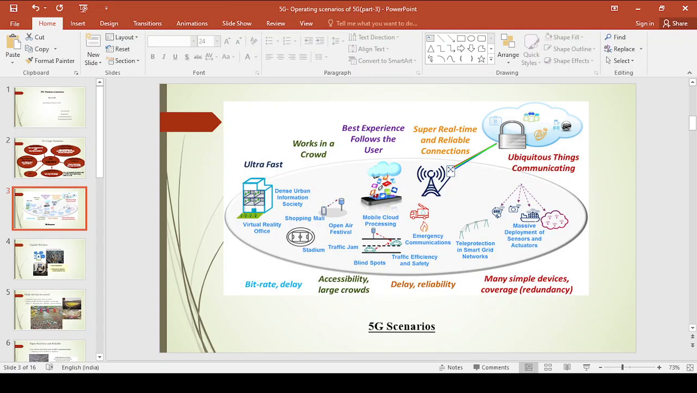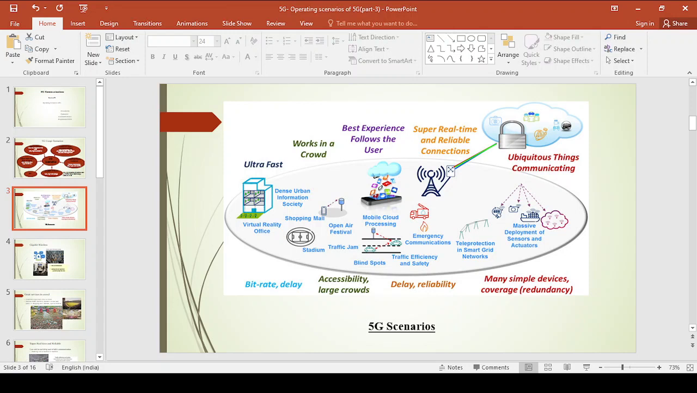That means there are various kinds of scenarios which are to be addressed, and these require various technical requirements. Now the 5G is to provide support, like it should give a very high bitrate. The 5G is to support very high bitrate and very low delay. Bitrate should be high and delay should be low, and accessibility for large crowds, volumes in small area.